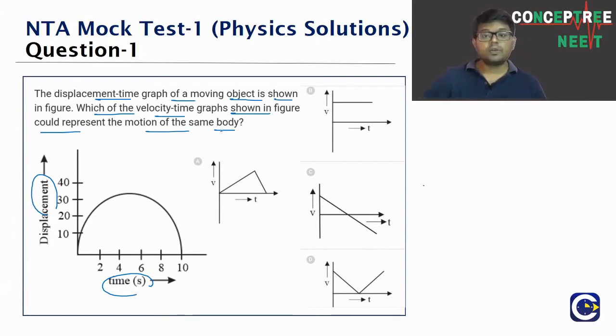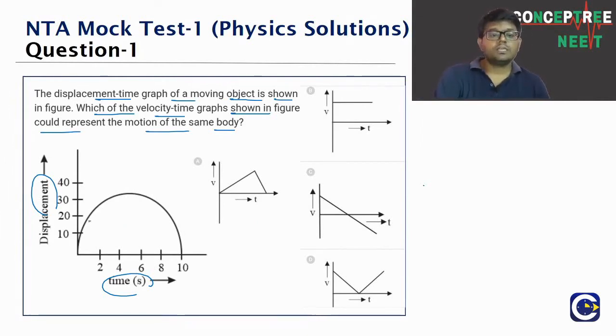Look at this, guys. It's a straight kind of a question. So if you see the velocity time graph, how do we get the velocity time graph? We will get the velocity time graph by looking at the slope of the displacement time graph. How do we get the velocity time graph, guys? If we take the slope of the displacement time graph, we are going to get the velocity.